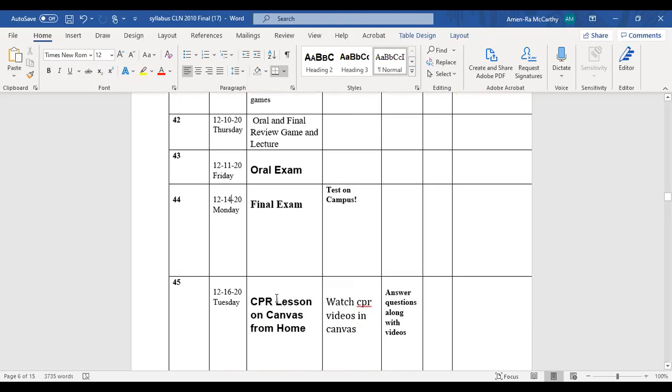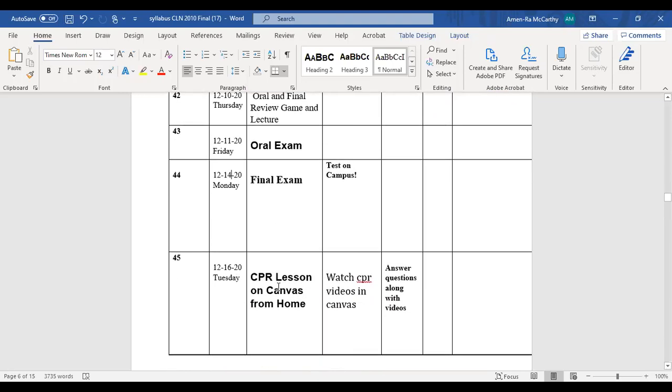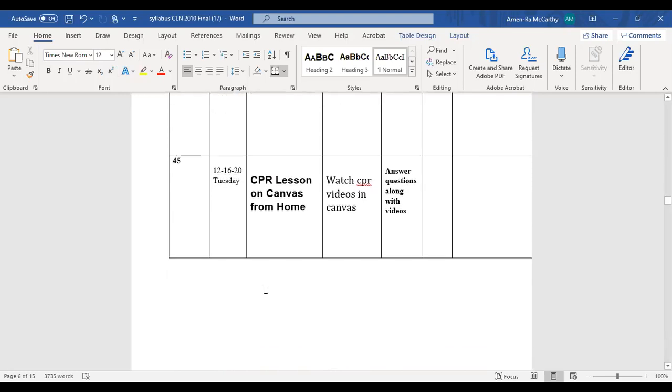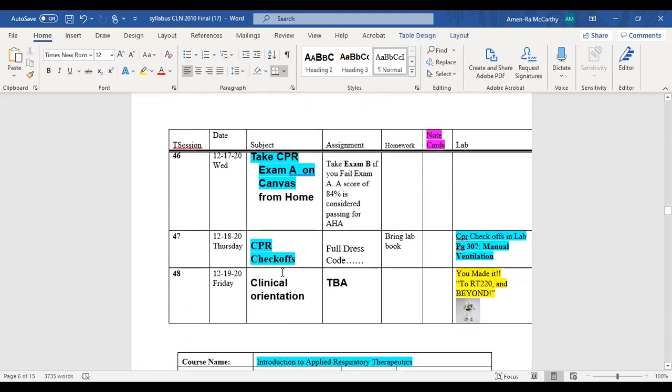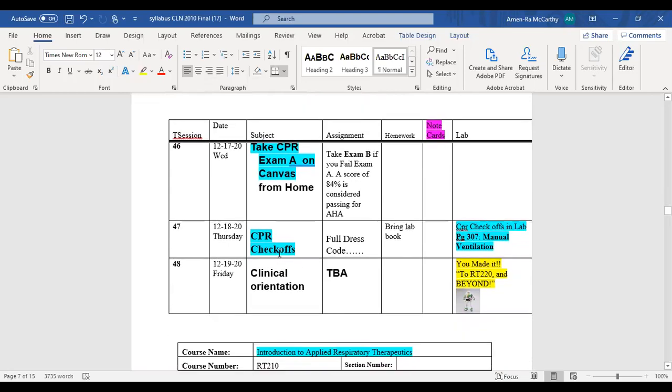Okay, after that, you start going into your CPR stuff. That Tuesday, you need to do those CPR lessons I showed you on that other lecture where you do your BLS 1, 2, and 3 and then take the test. Okay. And then after that, we're going to come in on Thursday the 18th to do your CPR dress checkoff.